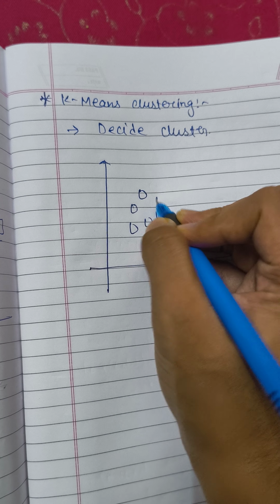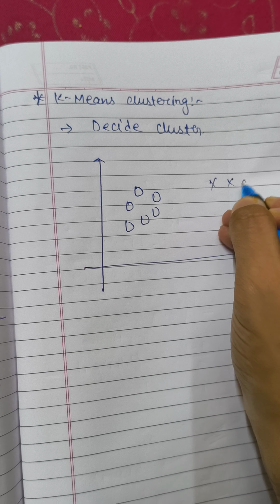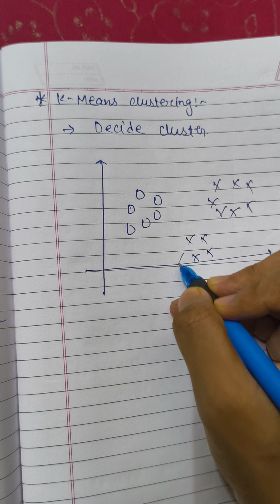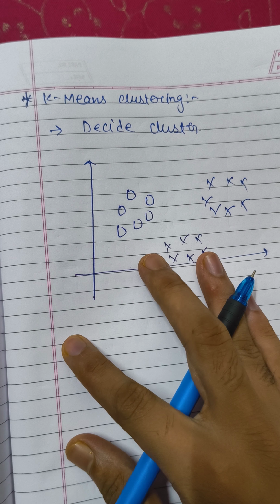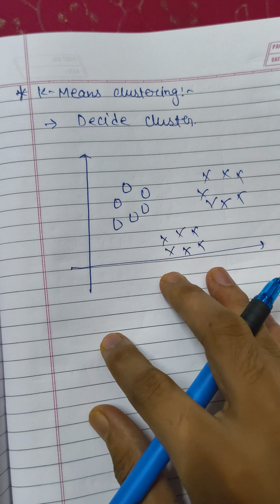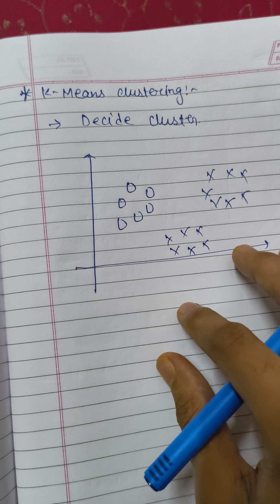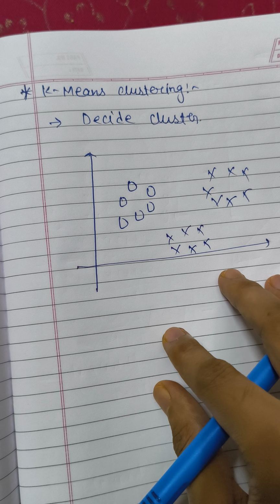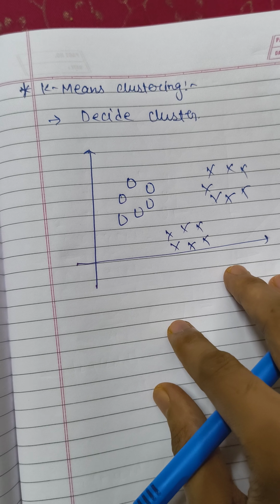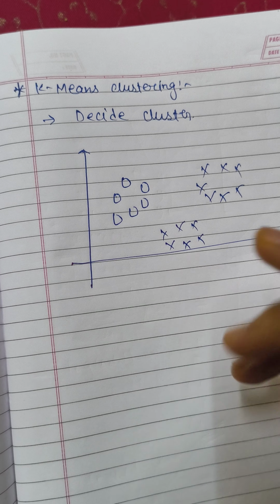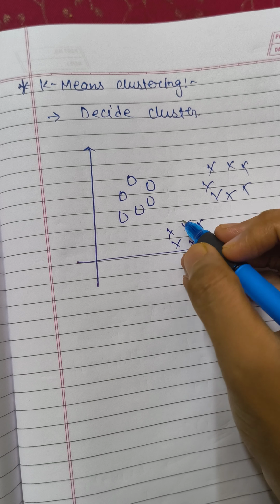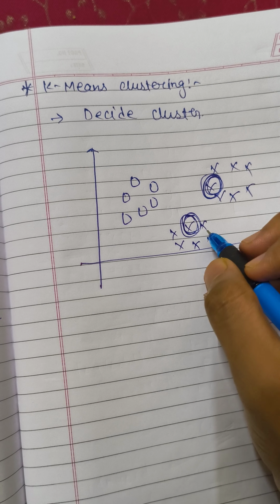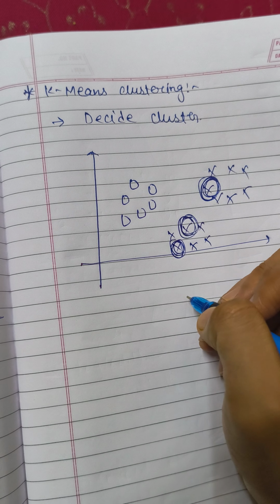Suppose here is our data, these are the data points. We can even represent it like this also. Suppose we assume that three clusters are going to be formed. So in step one, initially random centroids are selected, like random points are selected as the centroids. Suppose this is selected as a centroid, this is selected as a centroid, and suppose this one is selected as a centroid.